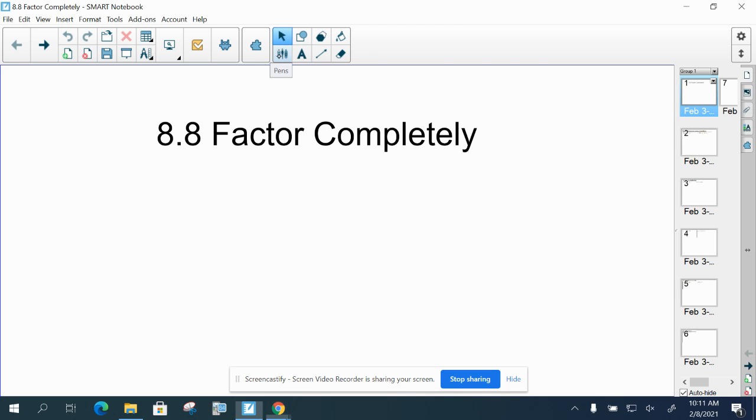Hello everyone, this is the last lesson of Unit 8 on factoring completely. We're going to learn a few different methods, or not learn new methods, but combine different methods of factoring.